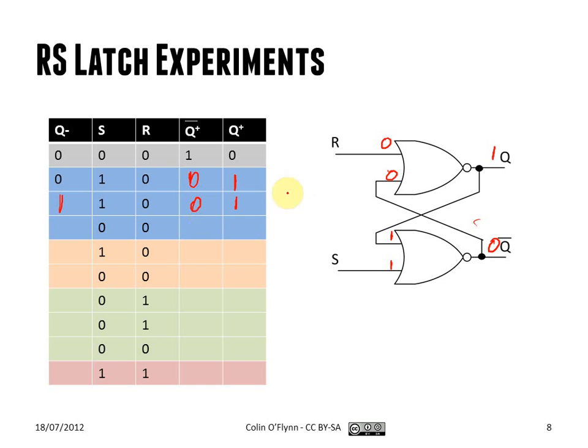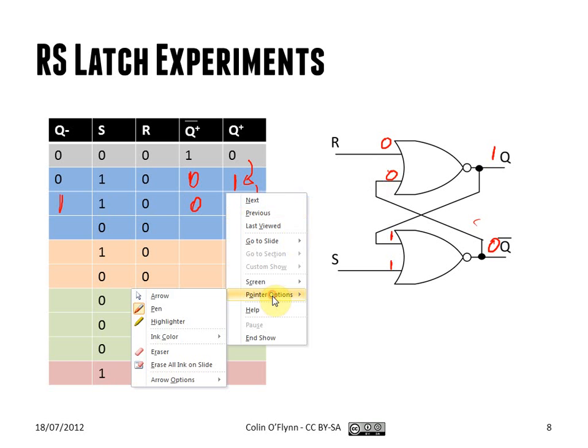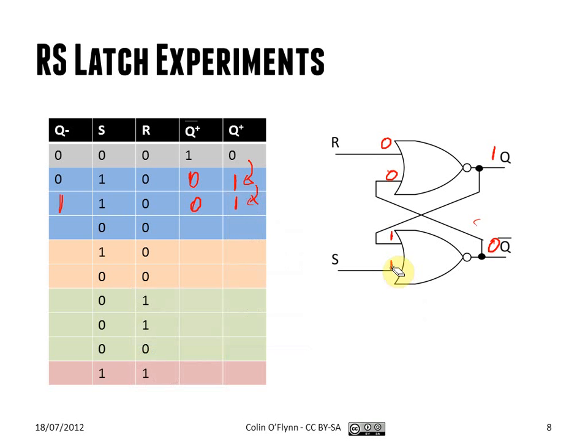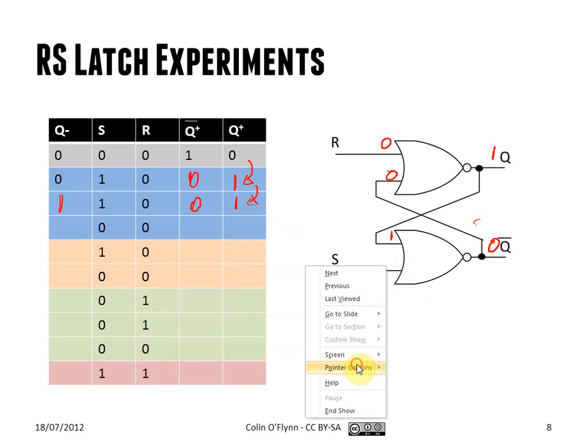So in this case, when we have set as 1, you can see Q goes high, and then Q just stays high. It doesn't matter. As long as set is high and reset is low, Q goes high. The next question is, what happens if we drop set to 0?